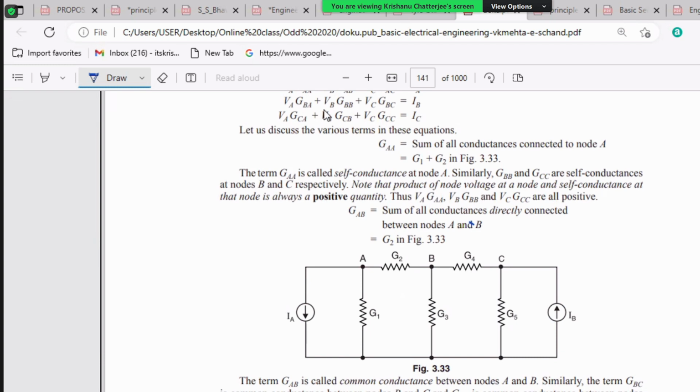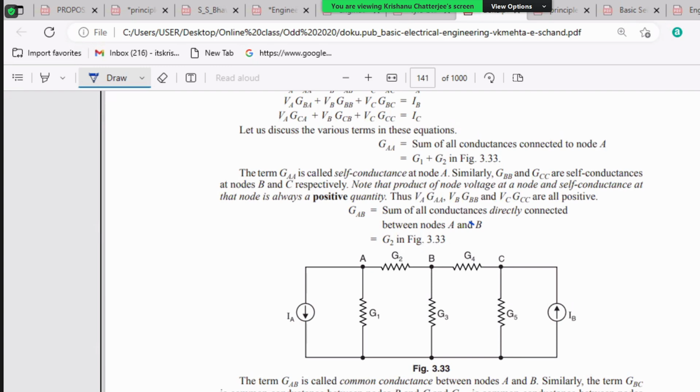So what will be the second one? VA, GBA. VA into GBA means G2. VB, GBB. GBB over here will be G2 plus G3 plus G4. There are three conductances connected to node B, right? And VC, GBC. Obviously, VC, GBC is G4. Yes, that is equals to IB. Got it? Clear? Understood? Yes, sir.